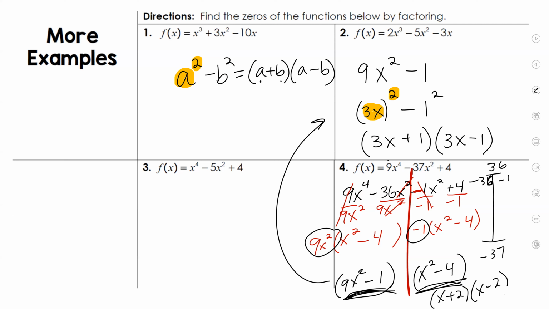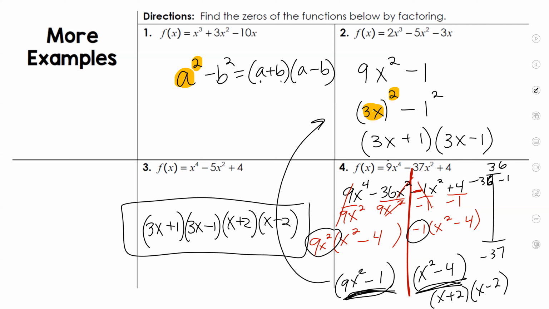So guys, let me put your whole answer together. I'm kind of all over the place. Your final answer will be 3x plus 1 times 3x minus 1, and then x plus 2, and then x minus 2. These are all of your linear factors.